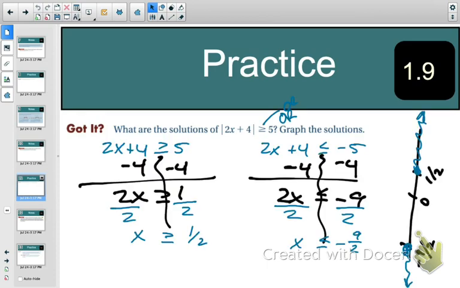So this is what I got. I have a greater than problem, so it's going to be an OR. So x is greater than or equal to 1/2, or x is less than or equal to negative 9/2, which is negative 4.5. So I first plot 1/2, which is here. And it's a filled in circle, and it goes to the right because it's greater than. And then negative 9/2, which is here, goes to the left because it's less than. And it's an OR problem, and they are going away from each other, so it's all good.